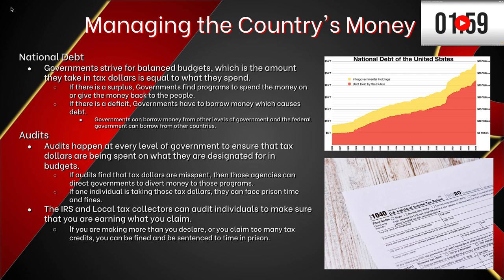But generally, if we see a surplus in governments, what you'll find is they'll either divert that extra money to other programs. So they'll boost other areas of the economy, or they will boost funding for the arts or for public works projects, things like that, because they have the extra money to spend. Or in some cases too, they will give the money directly back to the people.